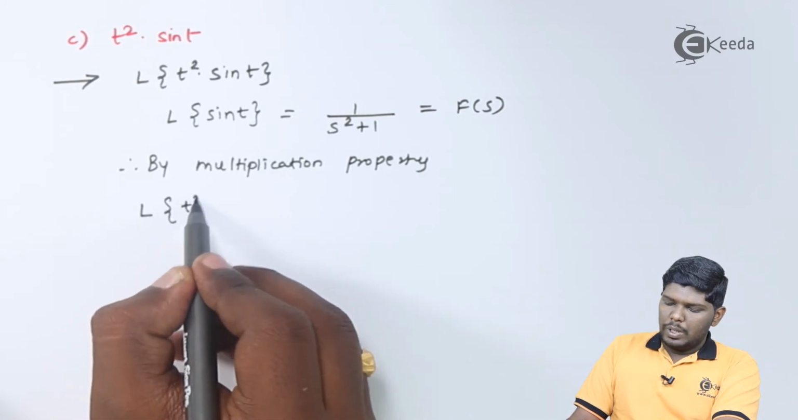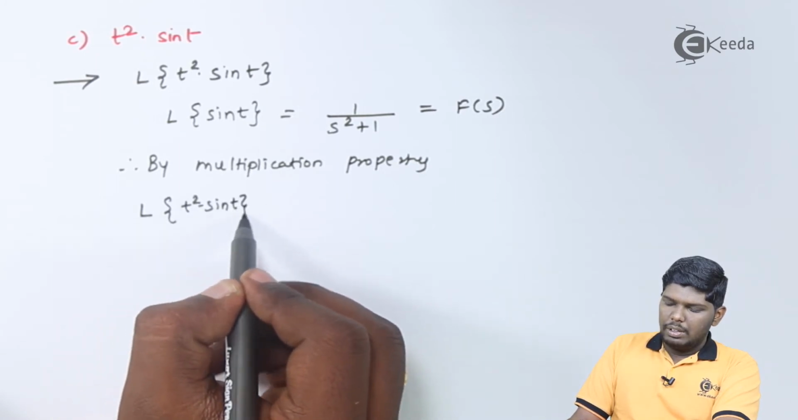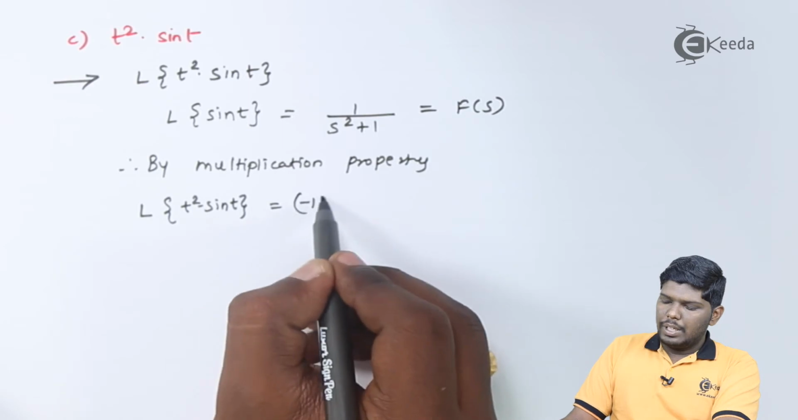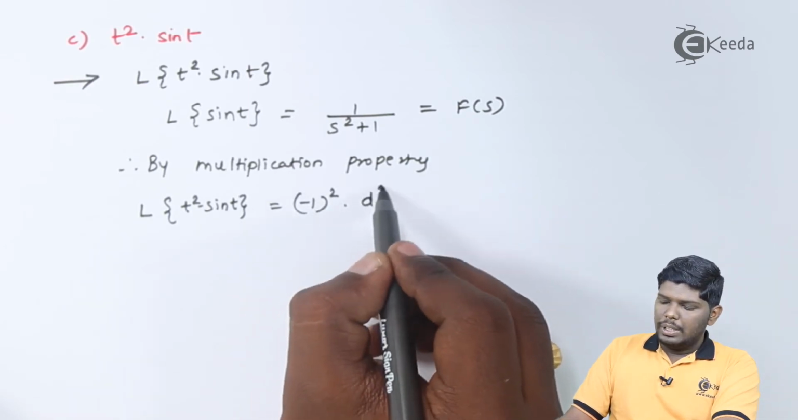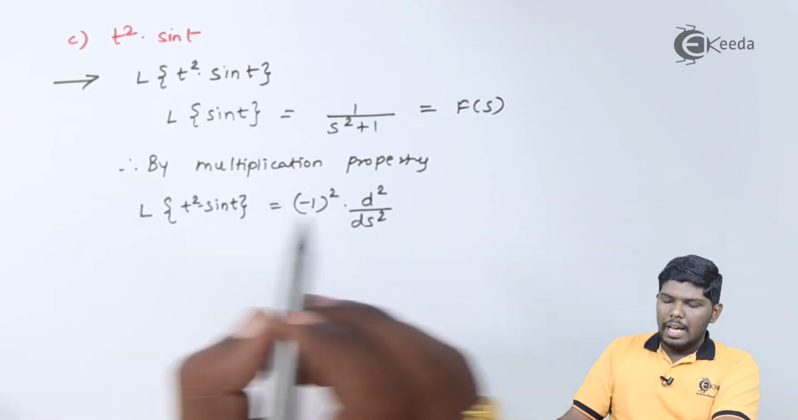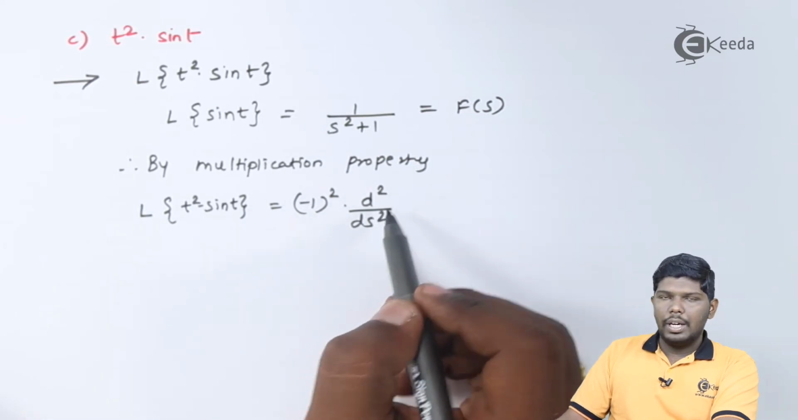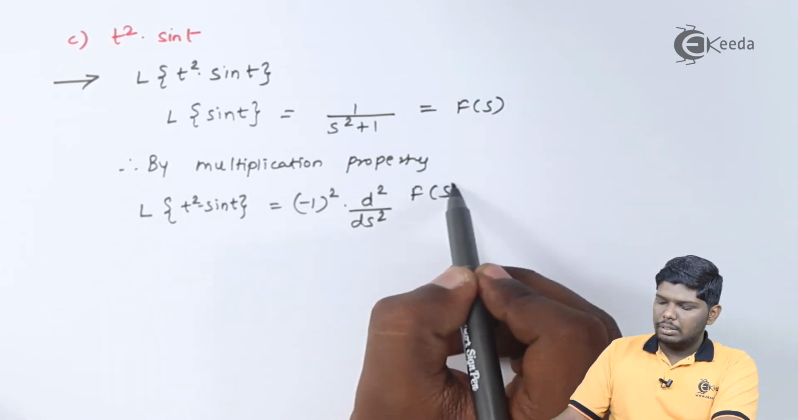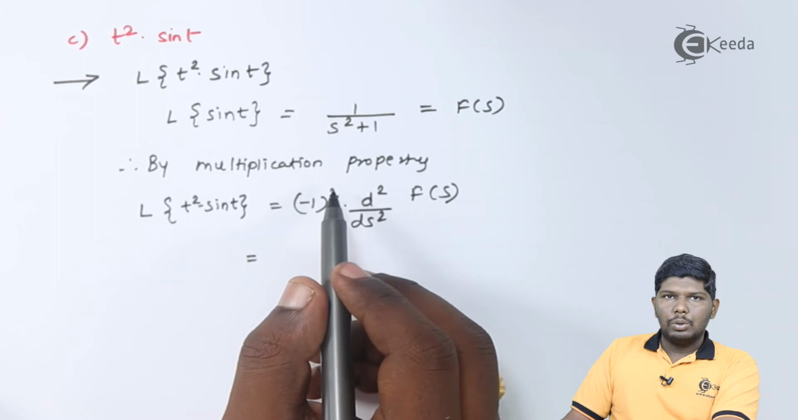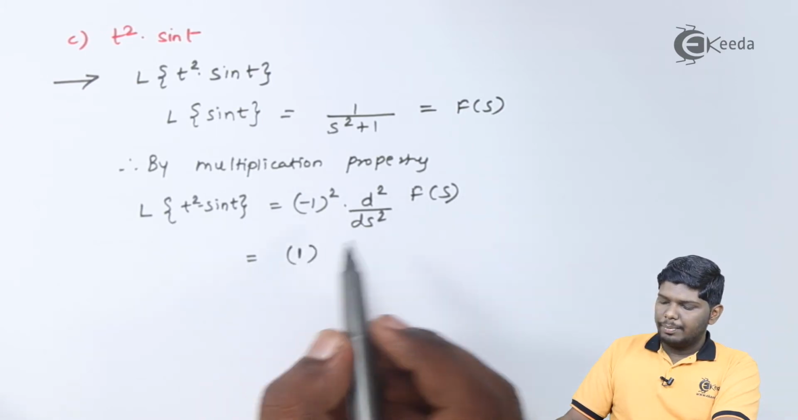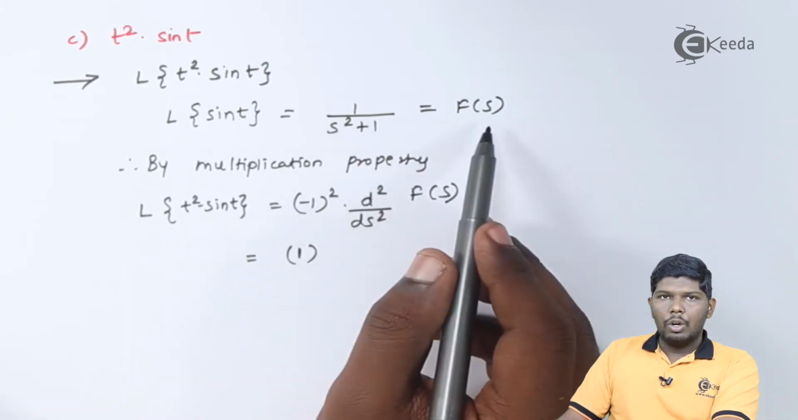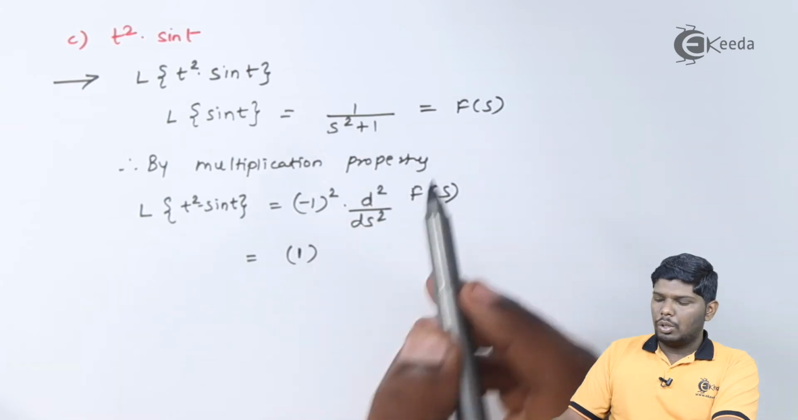Laplace of t square into sin t can be written as minus 1 raised to 2 into the second order derivative of f of s, as the power is 2. Minus 1 the whole square will give you plus 1. To find the second order derivative, we need to first find the first order derivative.